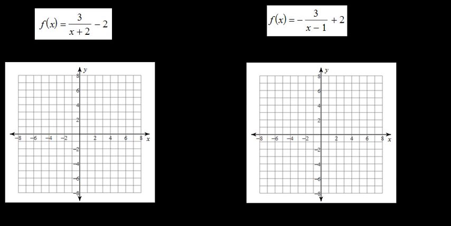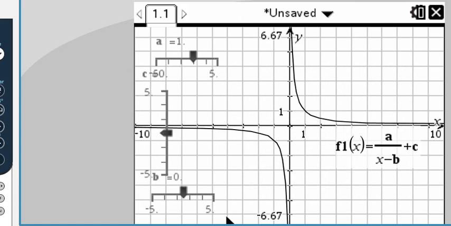But before we do that, I want to show you on the calculator with sliders how the graph is translated. So here is our rational function, A being your scale factor, B being your left and right shift, and C being your up and down shift.